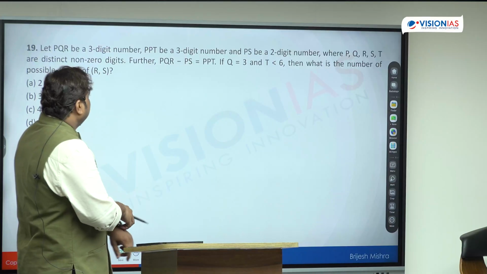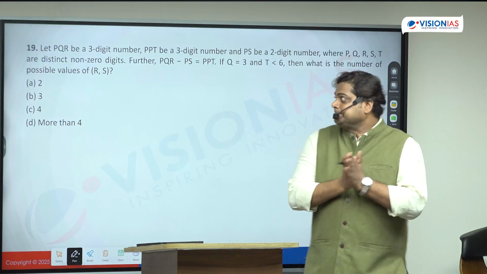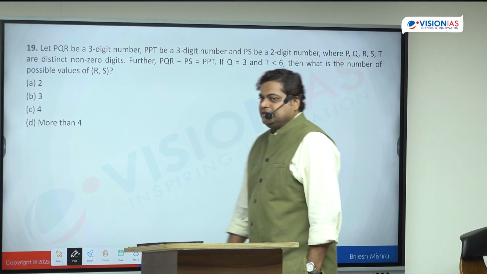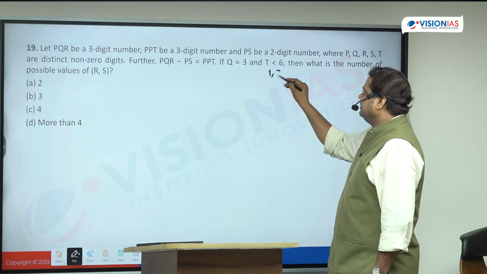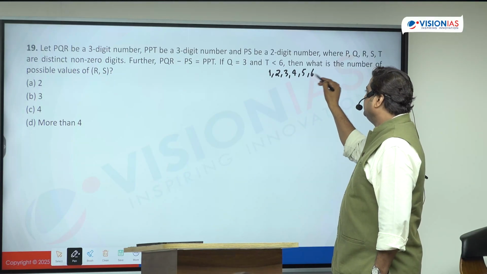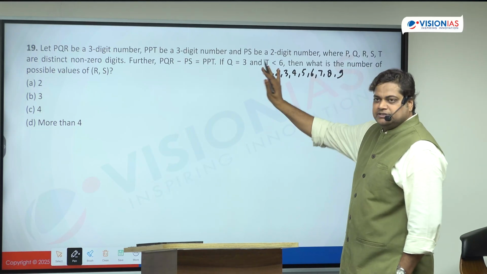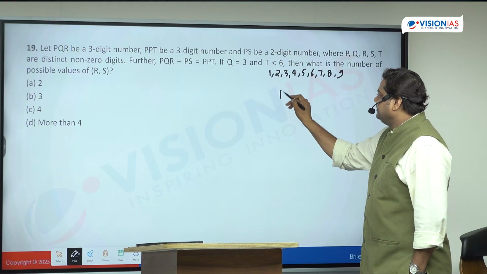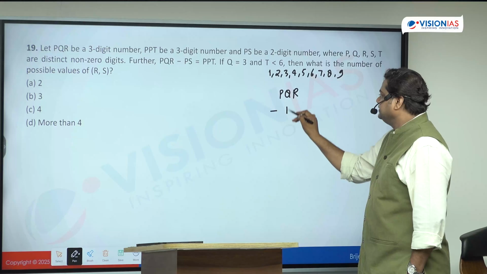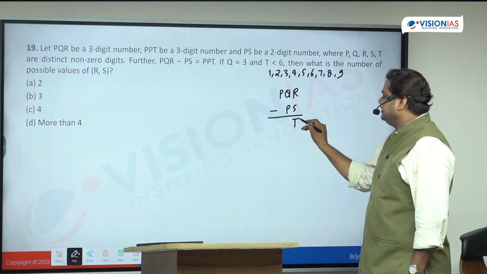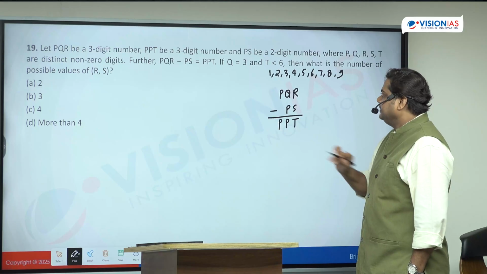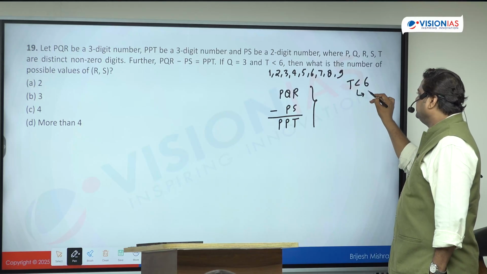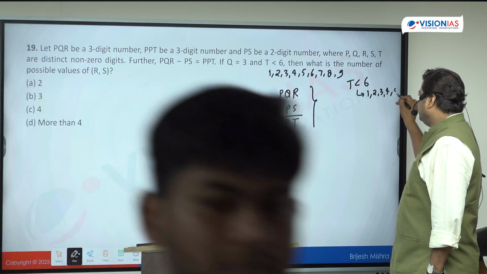Let PQR be a 3-digit number and PPT be a 3-digit number and PS be a 2-digit number, where P, Q, R, S, T are distinct non-zero digits. That means they can take values 1, 2, 3, 4. Non-zero digits, 0 cannot be a possibility. Then it is written PQR, the 3-digit number, minus PS is equal to PPT. And also it is written T is less than 6. That means T can take values 1, 2, 3, 4, 5.